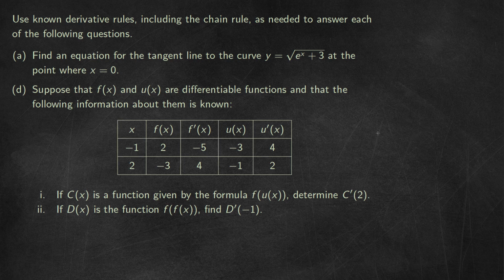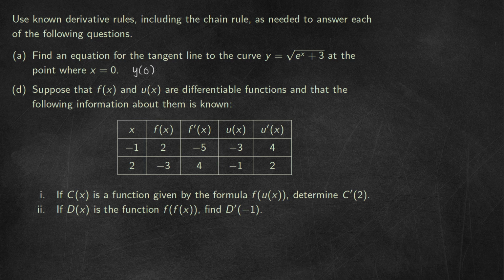For this next problem, we're going to use the derivative rules that we know, now including the chain rule, to answer each of the following questions. Part A, find an equation for the tangent line to the curve y equals square root of e to the x plus 3 at the point where x equals 0. To write the tangent line equation, we need to know two things. We need to know the value of y when x is 0 and the value of y prime when x is 0. So let's start by finding the value of y when x is 0.